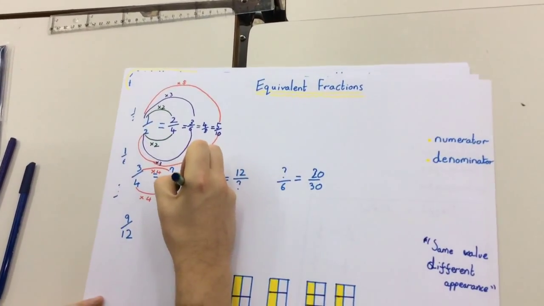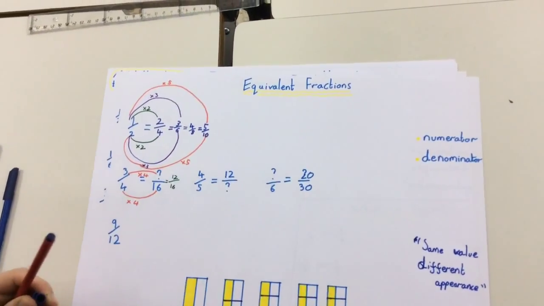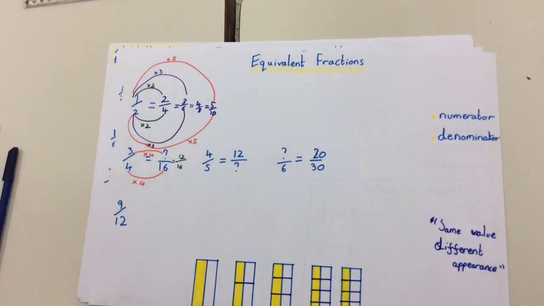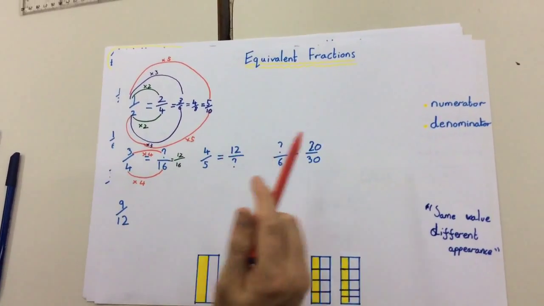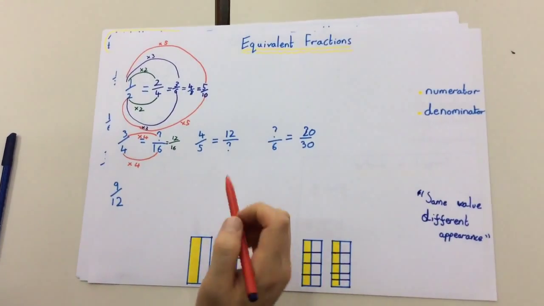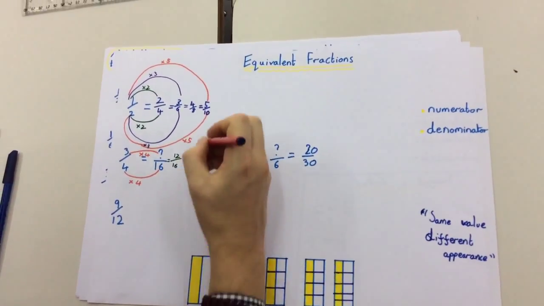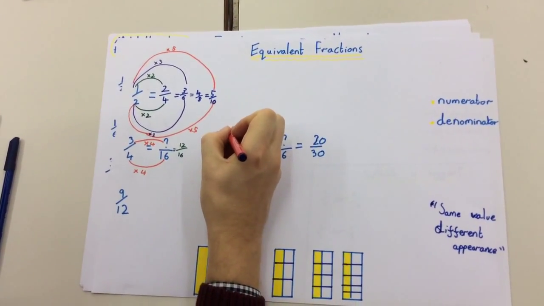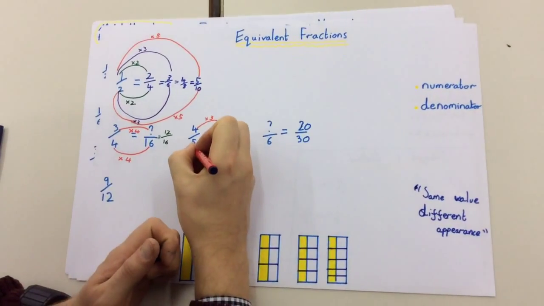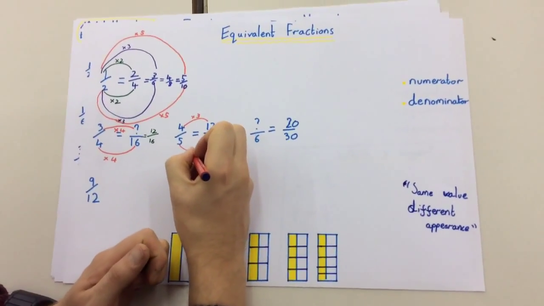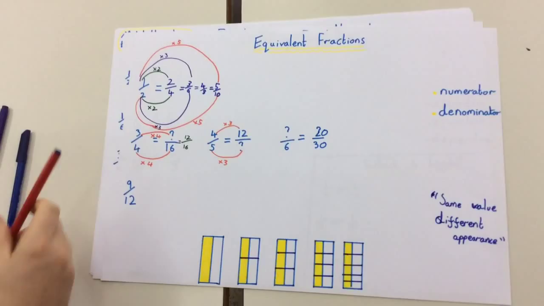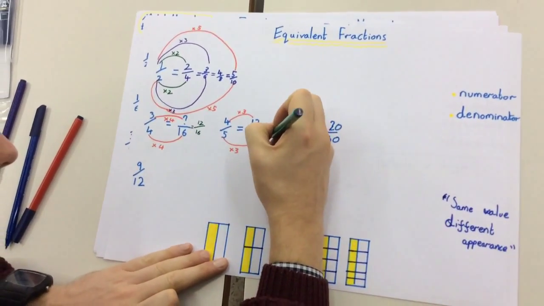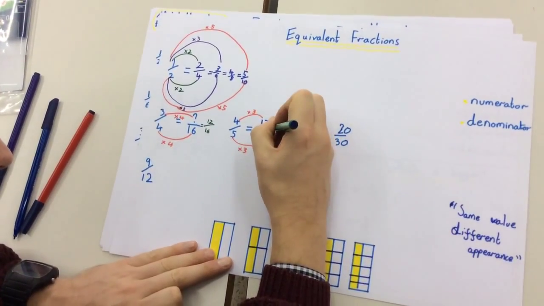So it's 12/16. Let's have a look at our next one. Whatever I do to the numerator, I must do to the denominator. Well, I don't know this denominator. Let's have a look at this one now. Oh, it's 3 times bigger. So I must do the same to the denominator. Times that by 3. And that means I have 12/15.